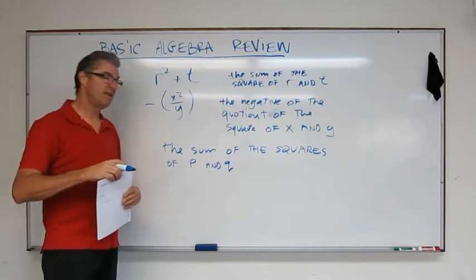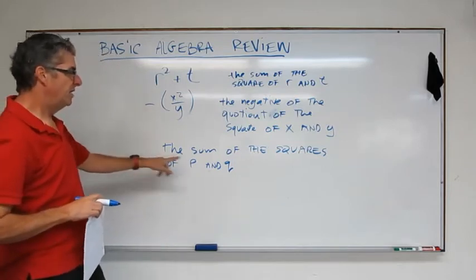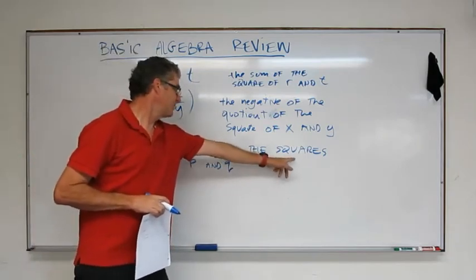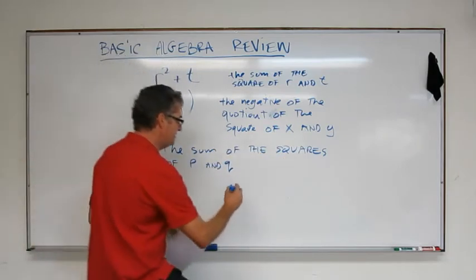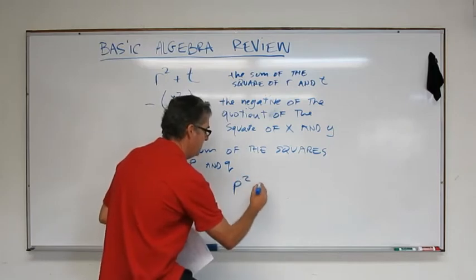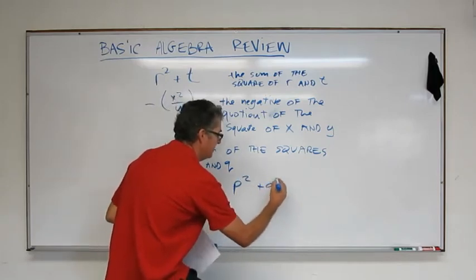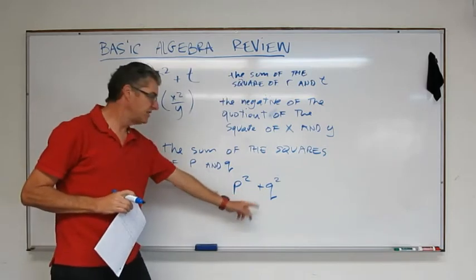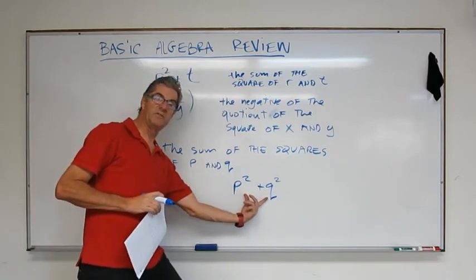Okay, let's see how you did. This is a sum of the squares of P and Q. So when they say squares of P and Q, what they mean is P squared plus Q squared. Okay? So it's the sum, that's why we have our plus, and then here are the squares of P and Q. Okay?